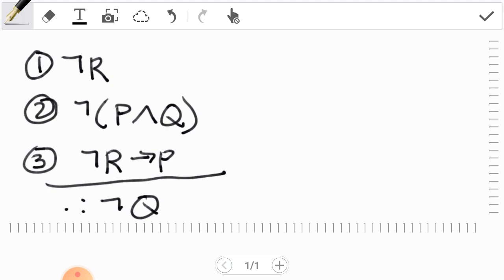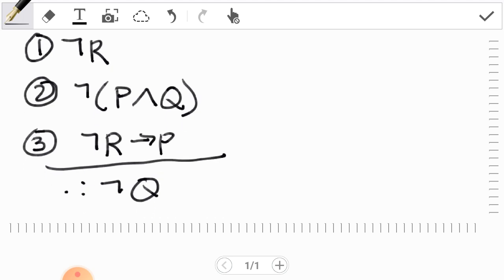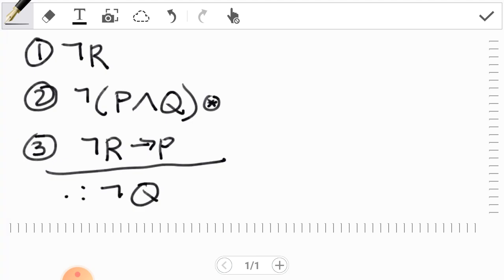Now, how do we start? Where do you find Q in your premises? You find Q in the second premise. Okay? So, most likely, our conclusion will use line 2 at the latter part of our proof. But to begin with, let's look at the other premises given. In premise number 1, you have not R. In premise number 3, you also find there not R. And in premise number 3, you have not R implies P.